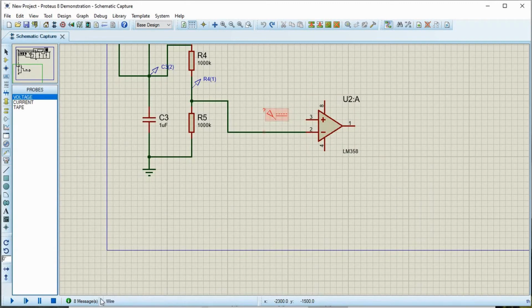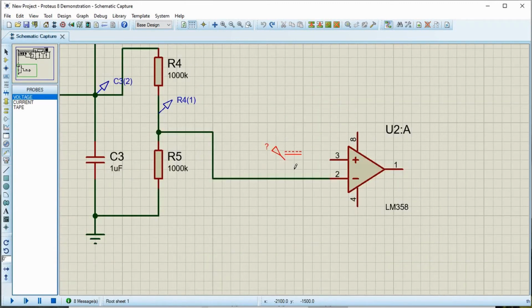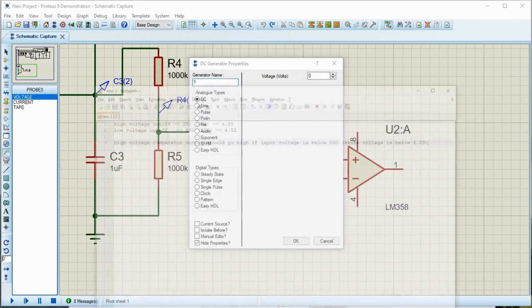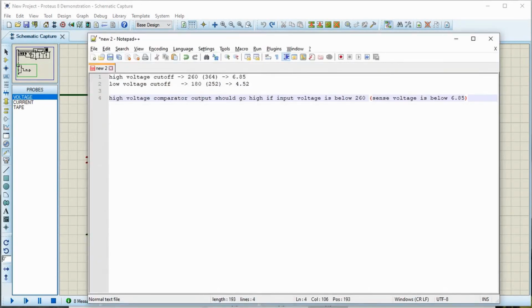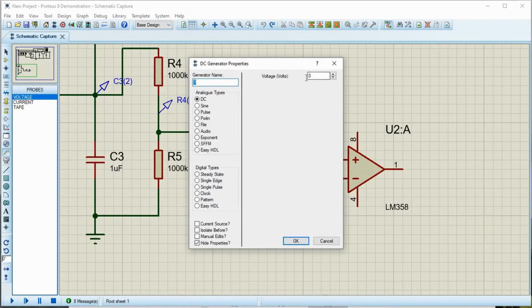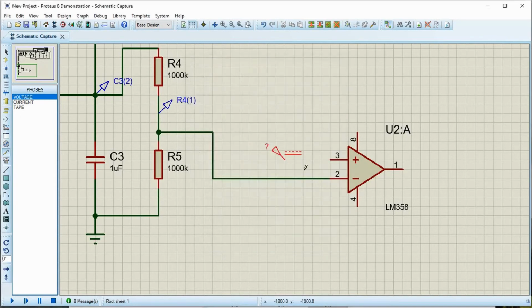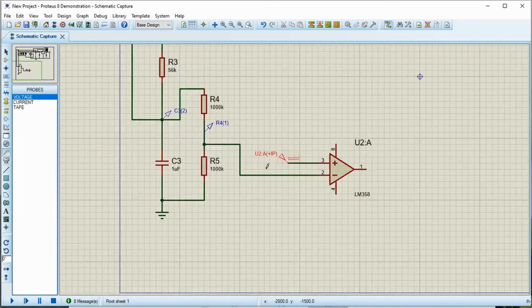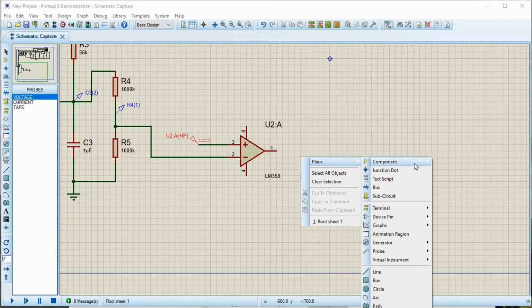So I'm going to use a voltage source, but practically we will be using a pot. But in Proteus I'm not going to get this fine variation while changing the pot. So I'll directly use a voltage source and I'll set it to 6.85. And I'll give it to this, and to know the output I'll put a LED.